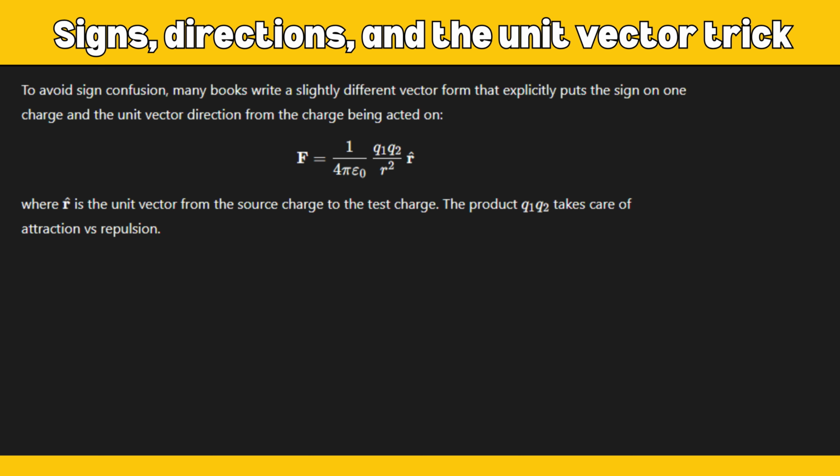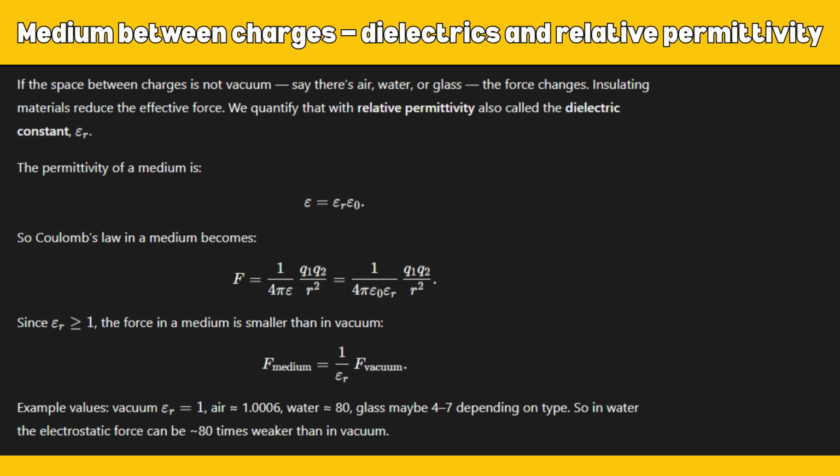The beauty of this form is that the product Q1 times Q2 automatically decides whether the force is attractive or repulsive. If both charges have the same sign, the product is positive, and the force points outward. That means repulsion. If the charges have opposite signs, the product is negative and the force points inward. That means attraction. So far, we assumed the charges are in empty space, but if there is some medium like air, glass, or water between them, the force becomes weaker.